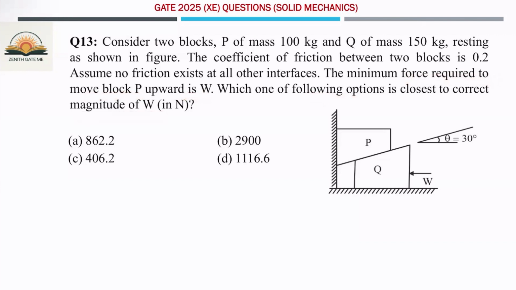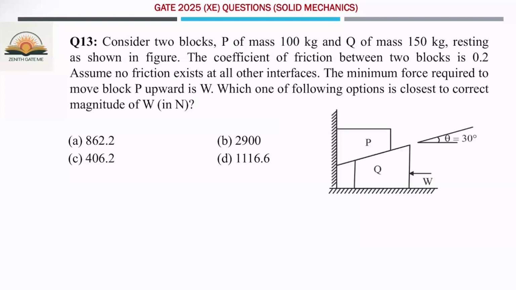So what you are doing, you are applying some particular force, which is nothing but a W force. So what will be the minimum force value that you have to calculate so that this block will move in the upward direction? How will you solve this problem? First of all, you will draw the free body diagram of the blocks P and Q. That means what are the forces which are acting over the block P as well as Q.